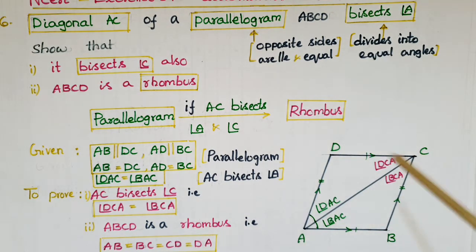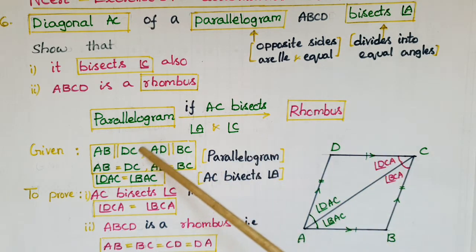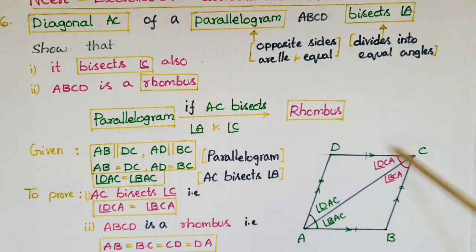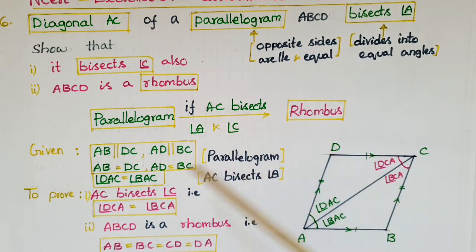Here ABCD is a parallelogram. Parallelogram means we know that opposite sides are parallel and opposite sides are equal. So here AB is parallel to DC and AD is parallel to BC, and AB is equal to DC and AD is equal to BC. And here angle DAC is equal to angle BAC because diagonal AC bisects angle A.